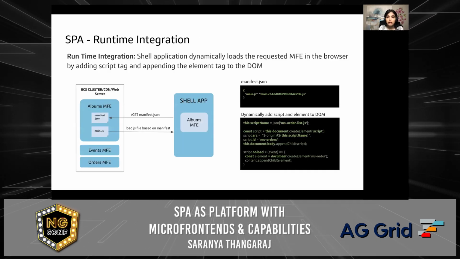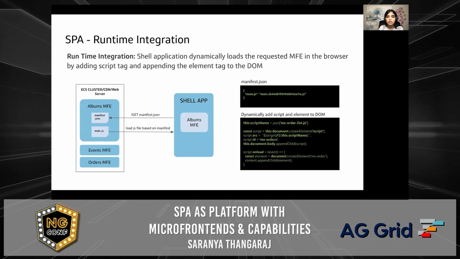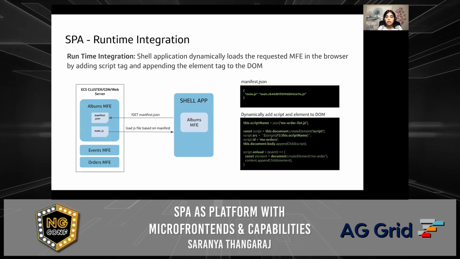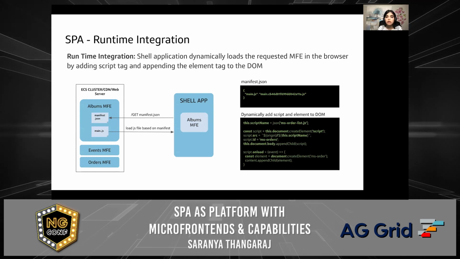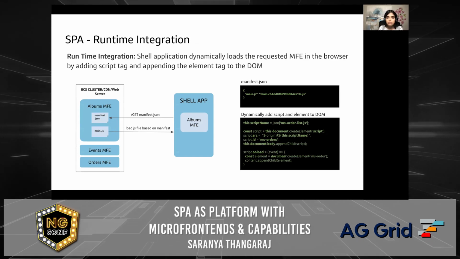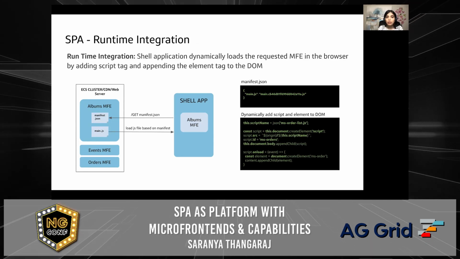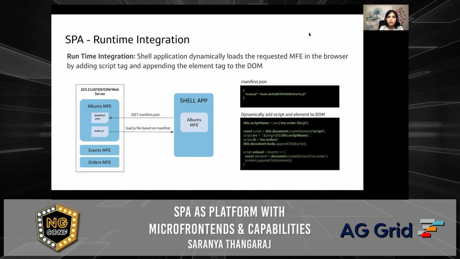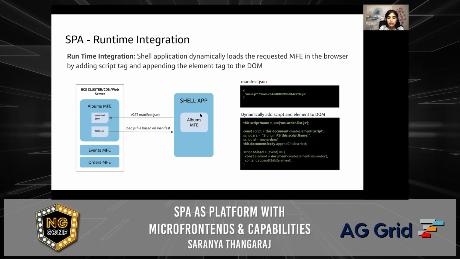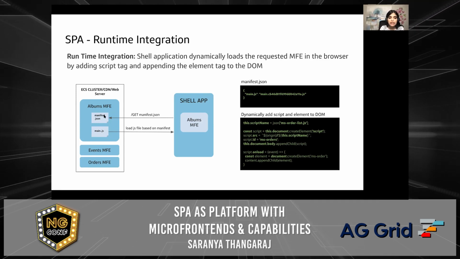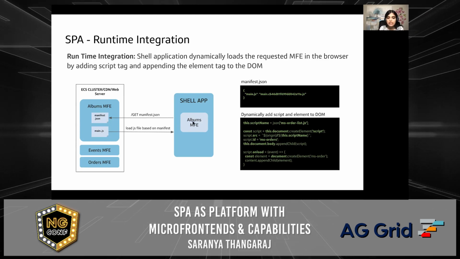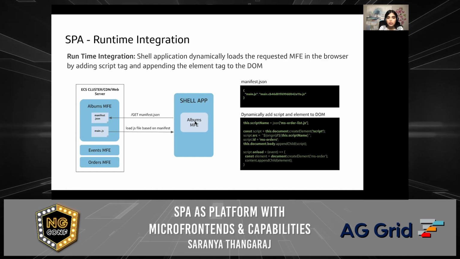The second integration pattern for SPA with embedded micro-frontends is runtime integration. In this case, the shell application dynamically loads the requested micro-frontend assets in the browser at runtime by adding the script tag and element tag. So how this works is whenever a micro-frontend is requested, the shell application will make a call to get the latest version of the micro frontend, and then load the latest asset files on the browser by creating the script tags.